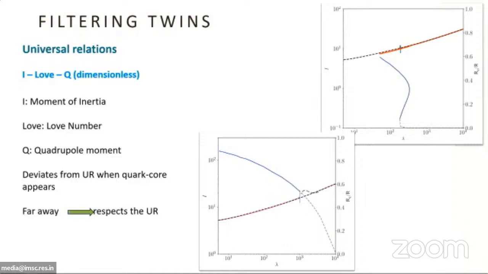There is a thing that goes by the name of universal relation, among I, Love, and Q. I is the moment of inertia, Love is the Love number, and Q is the quadrupole moment. The Love number is basically a constant of proportionality. If we have a tidal field, the quadrupole moment of the neutron star can change, and the proportionality between this tidal field and the response is the Love number.